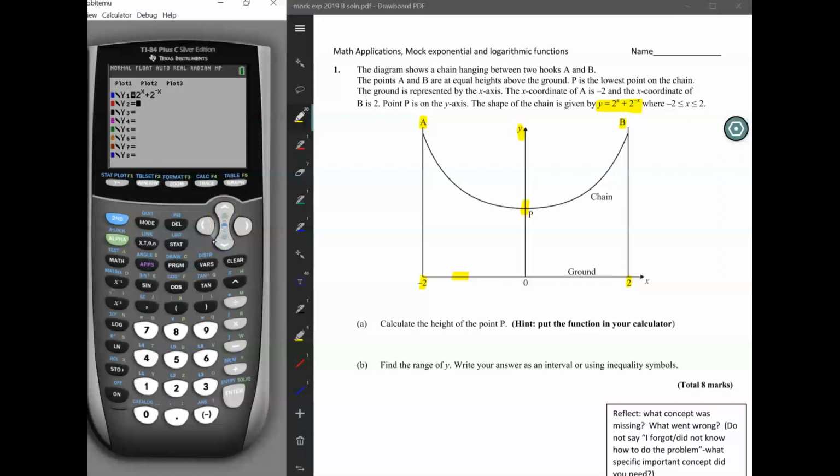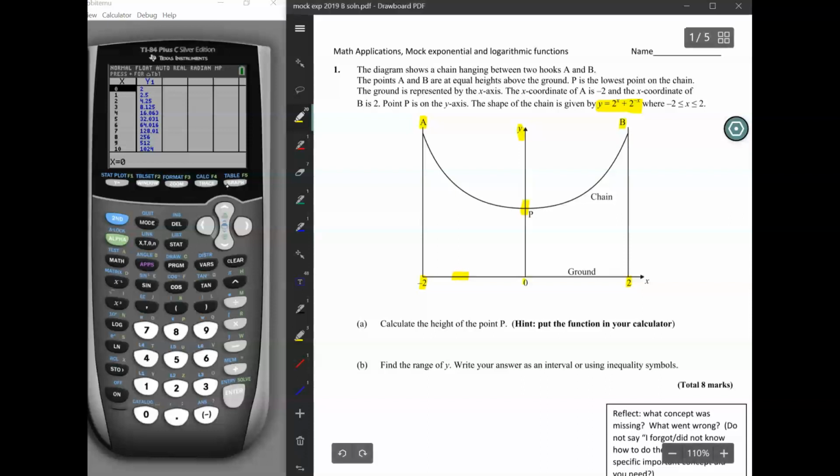Now we're going to calculate the height of point P. Basically, we want to know the coordinates of point P. And if you ever want to know the definite coordinates of something, probably the best way is to do it using the table. So let's go to the table. What do we know about point P? Well, we know it's on the y-axis, which is an indirect way of telling us the x-coordinate. The x-coordinate is 0. So if the x-coordinate is 0, the y-coordinate that corresponds to x equal to 0 is obviously 2, as we can see in the table. So the answer is going to be 2.